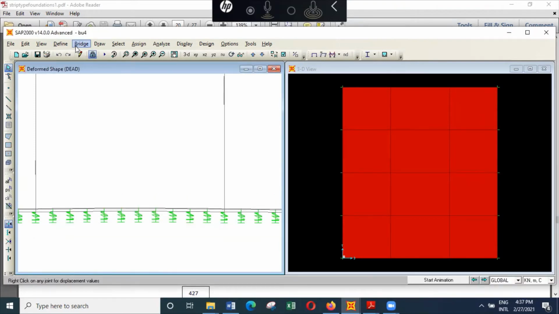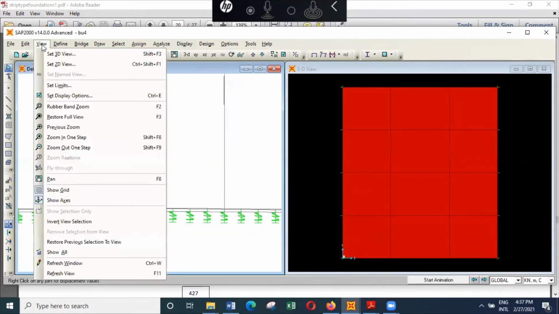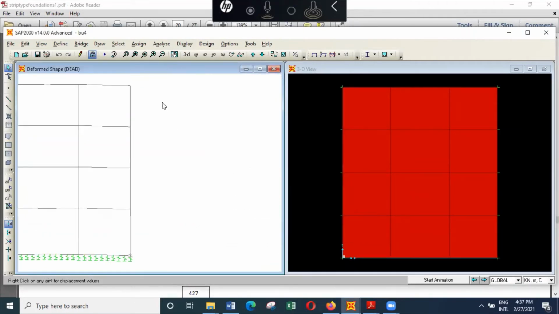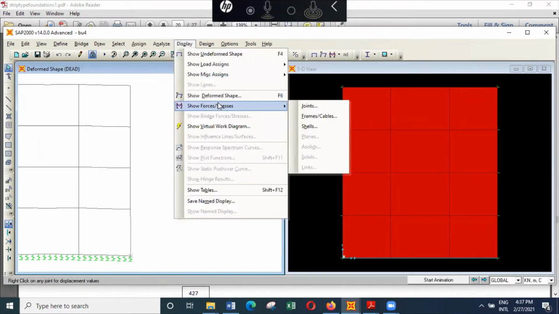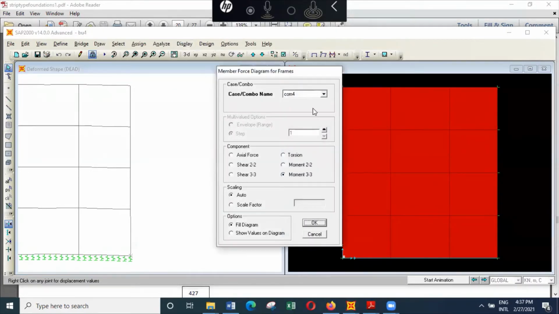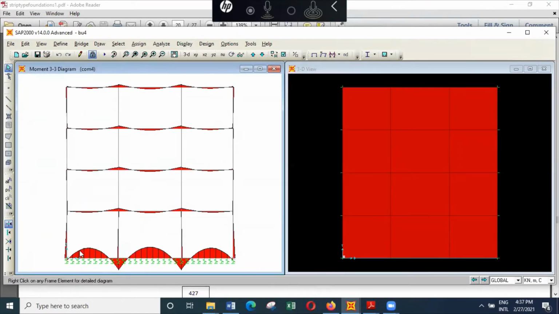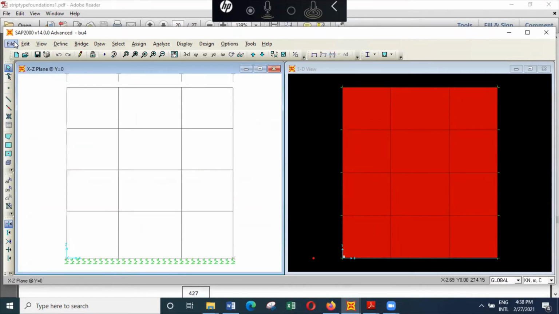So if you look at view, the outer one, and display, and here you can see the moments are smaller. Where the loads are smaller, the moments are also smaller. So what I do is I'll save.